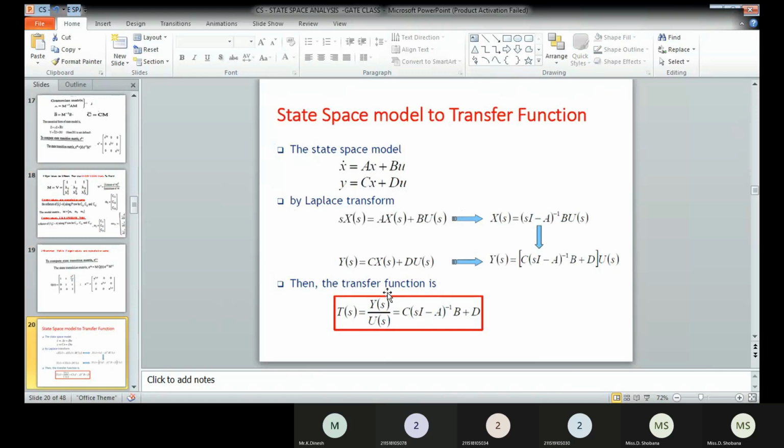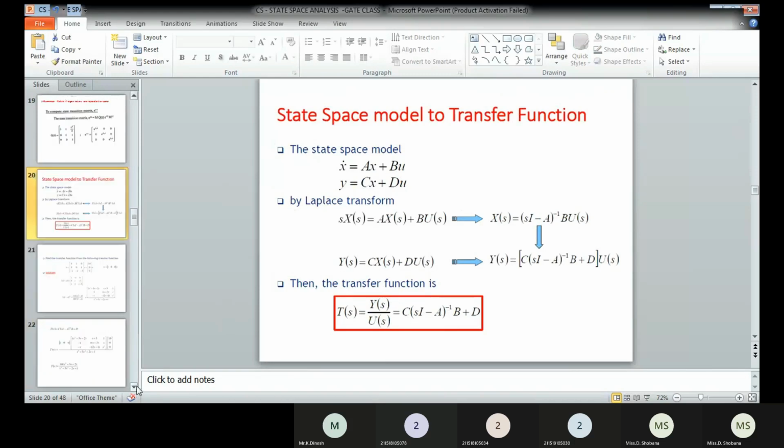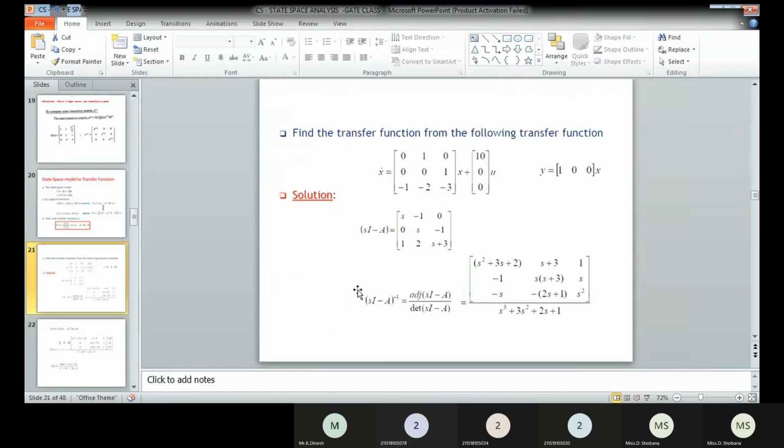Transfer function is nothing but Laplace transform of output divided by input with 0 initial condition, that is equal to C into (sI minus A) the whole inverse B plus D. Okay, so this is your transfer function. Okay, and then you can see the problem.